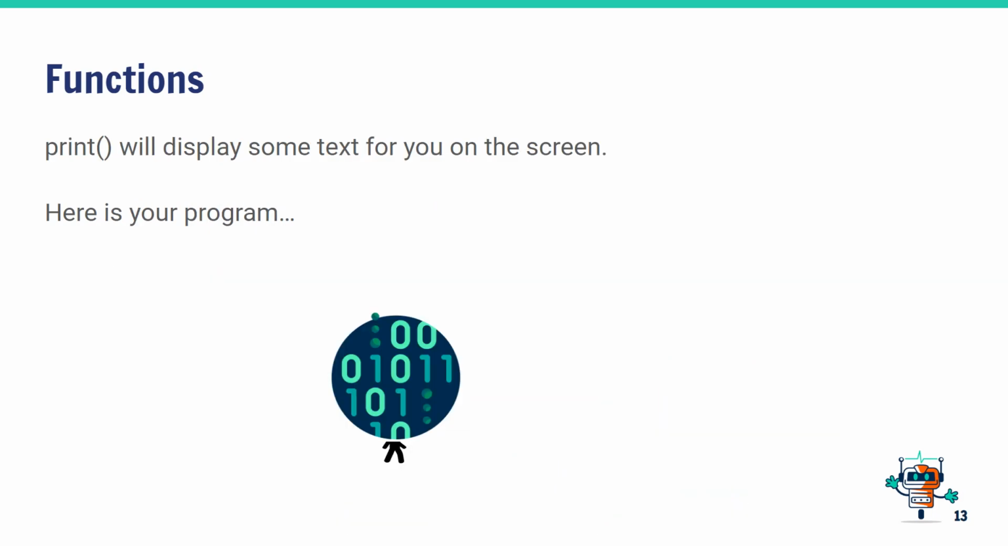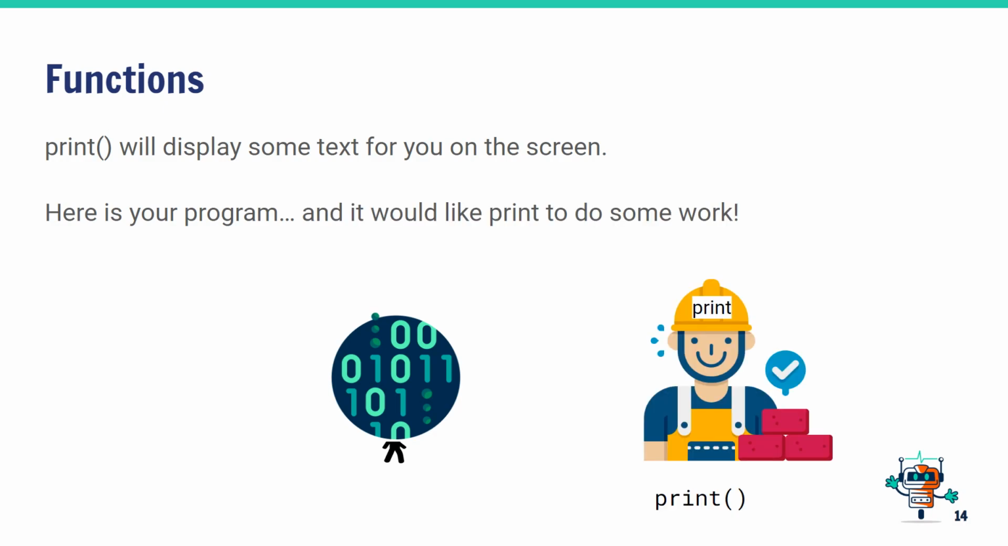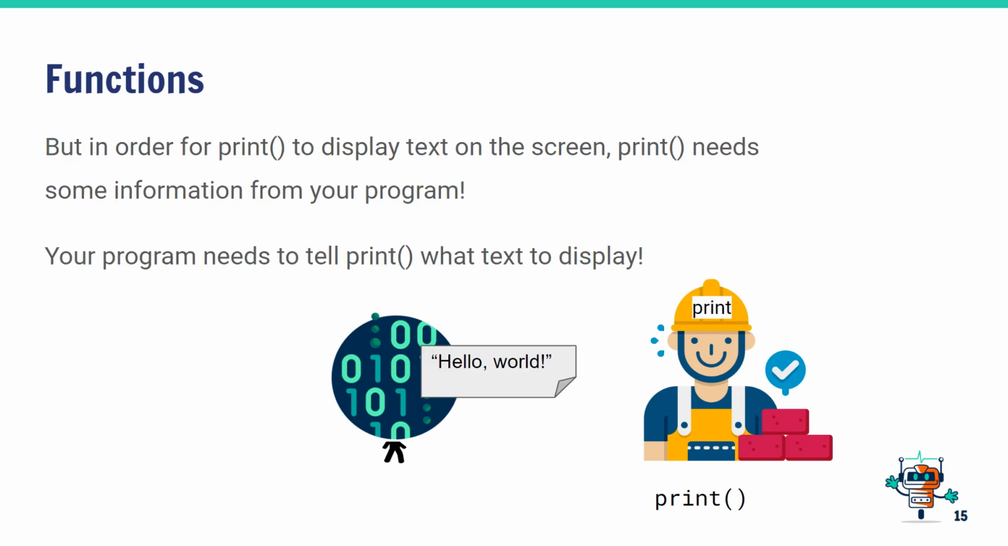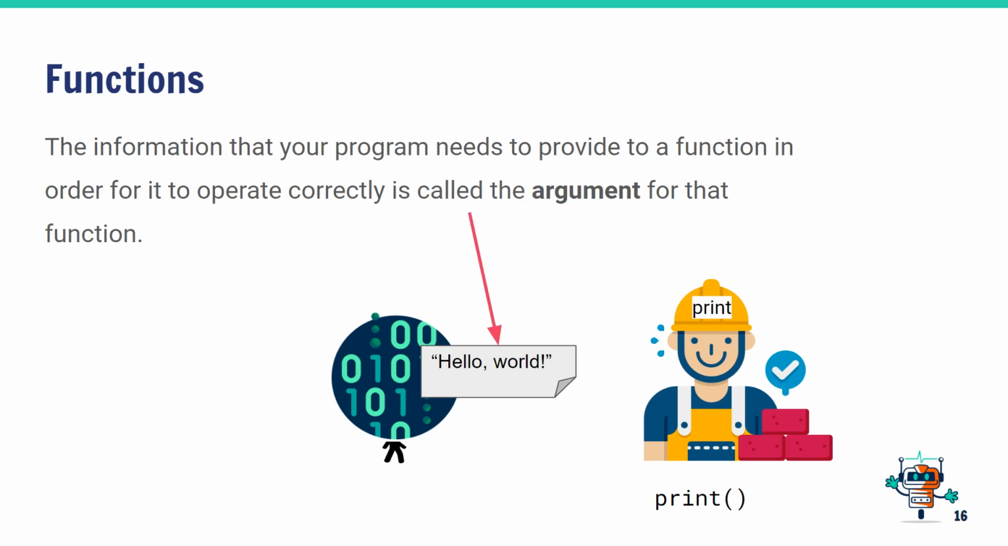So print is a function which will display some text for you on the screen. So imagine here, this is your program, and you would like the function print to do some work for you. But in order for print to display the text on the screen, the print function needs some information from your program. Your program needs to tell the print function what text to display. The information that your program needs to provide to a function in order for it to work correctly is called the argument for that function.